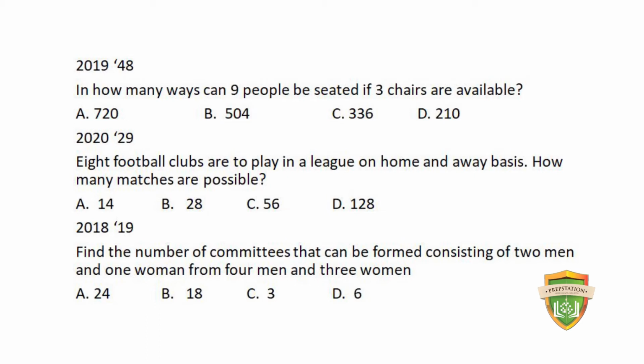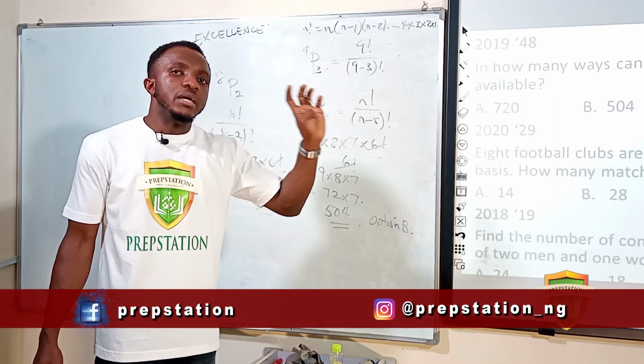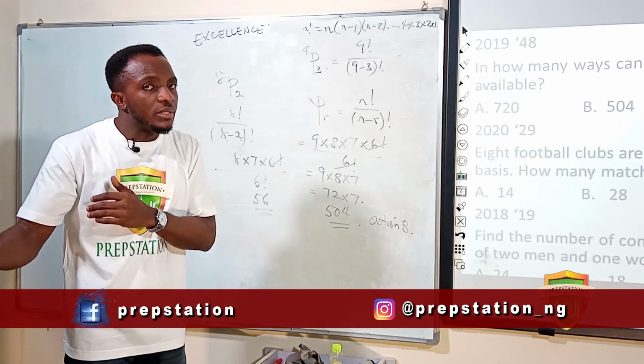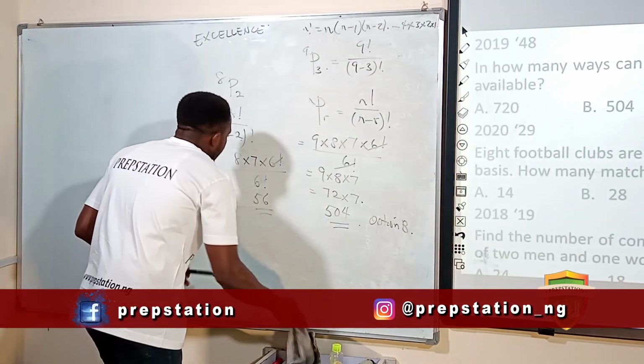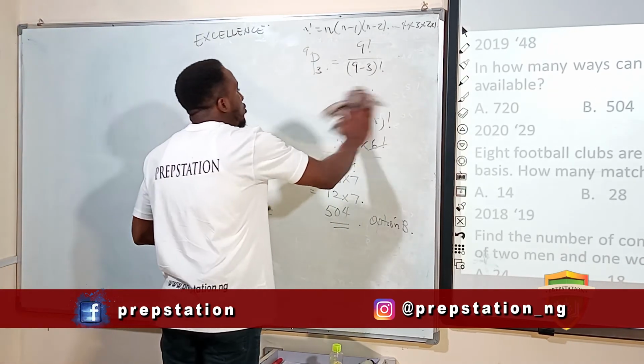So 56. Now the last question there, before I give you my own question, 2018 number 19. It says, find the number of committees that can be formed consisting of 2 men and 1 woman from 4 men and 3 women. Now listen, this is a selection question, and I told you permutation has to do with arrangement. Combination has to do with selection. Now it's very, very simple. Now how do we solve the question?